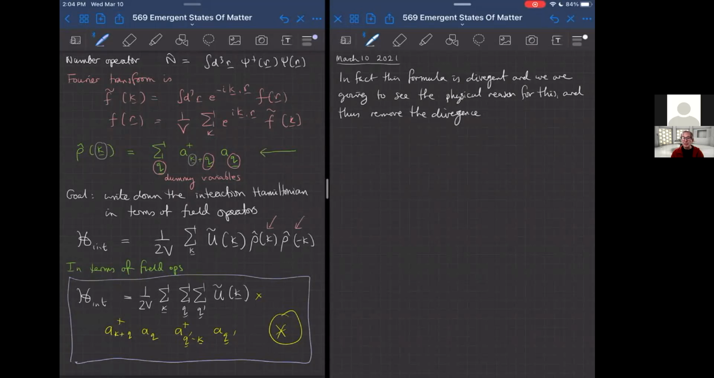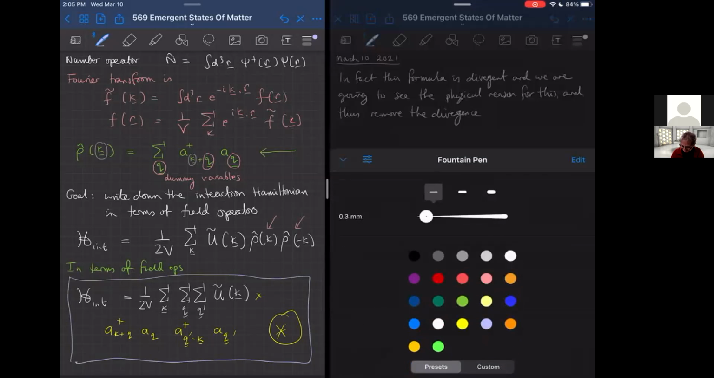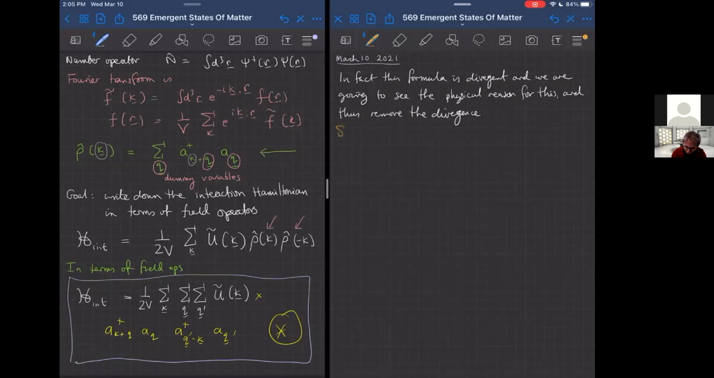Now the whole process of removing divergences in statistical mechanics and quantum field theory has this sort of air of mystery about it, but in fact it's completely physical, and I want you to understand that it's not some sort of waving away infinities kind of trick. So let's see how that comes about. Step one of what I want to explain is, let's visualize.